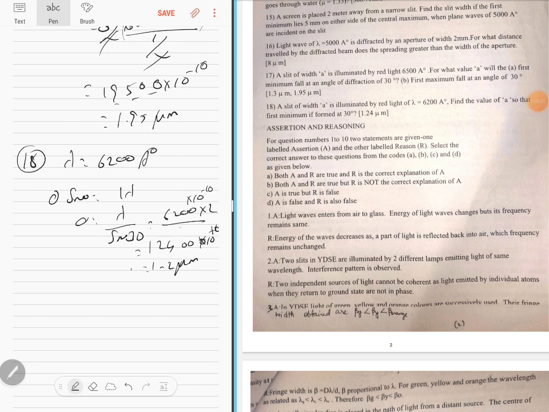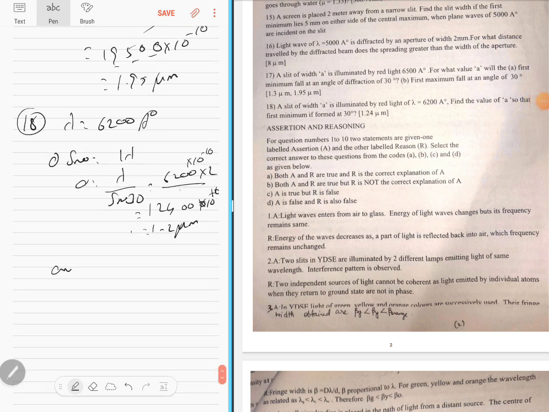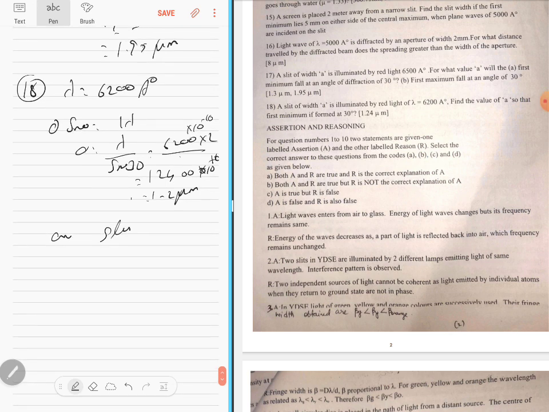So then assertion reasoning: a light wave enters from air into the glass cover, and the energy of the light wave changes. Energy does not change, hence frequency remains the same. So the assertion itself is false.